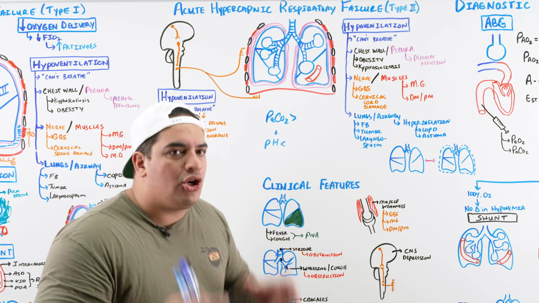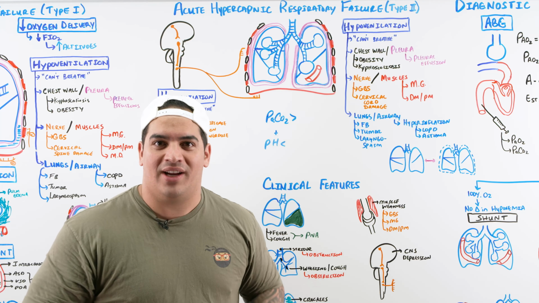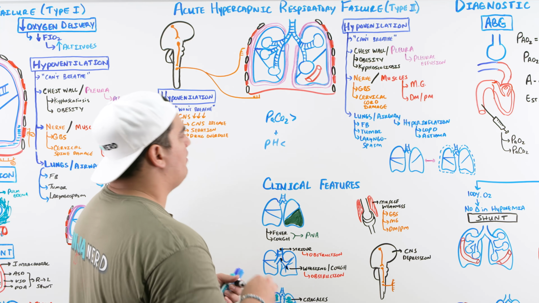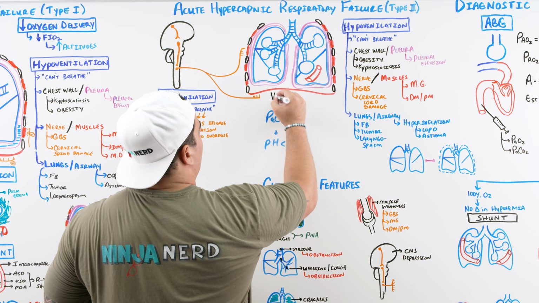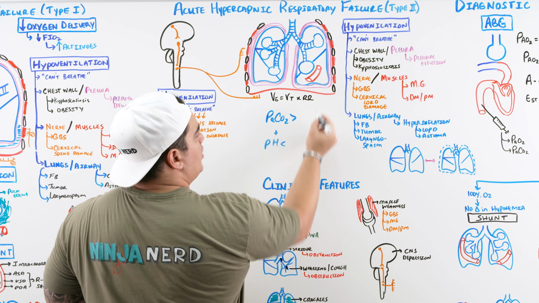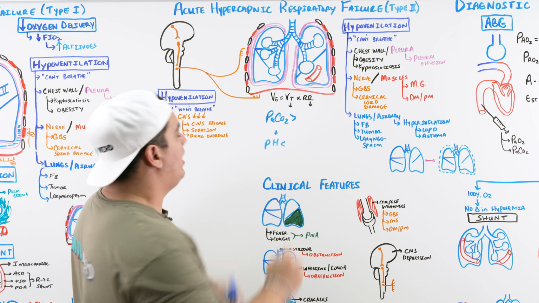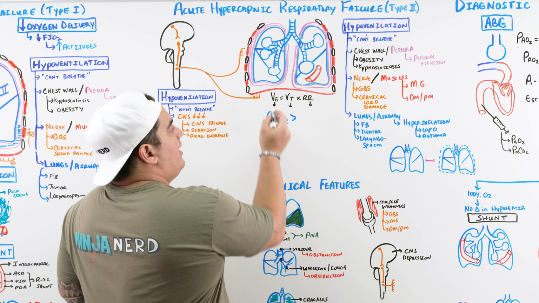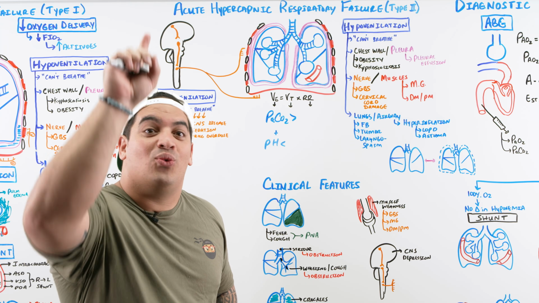The primary cause for acute hypercapnic respiratory failure is hypoventilation. Do you guys remember that? Remember what I told you was the formula for ventilation, particularly minute ventilation? Minute ventilation was really equal to your tidal volume multiplied by your respiratory rate. So if a patient has a drop in their respiratory rate or a drop in their tidal volume, that will cause a drop in their minute ventilation. And then if their minute ventilation is decreasing, their PaCO2 will increase.